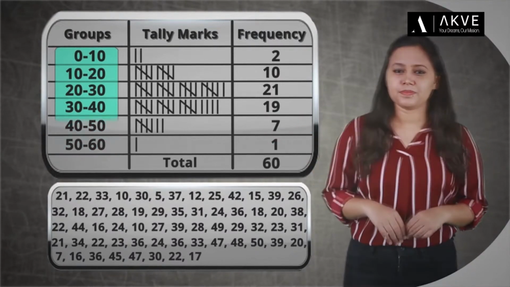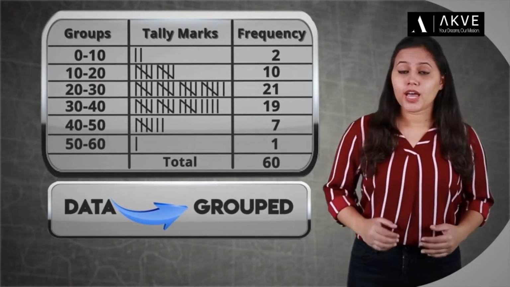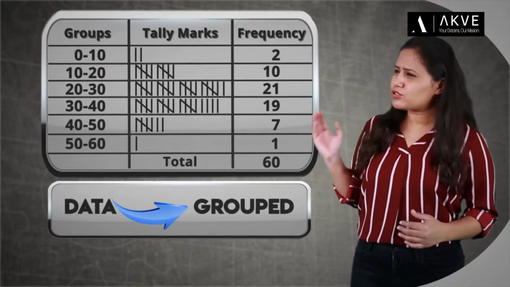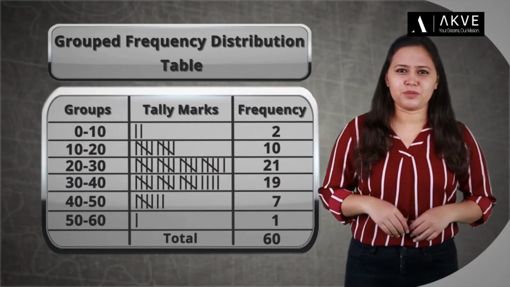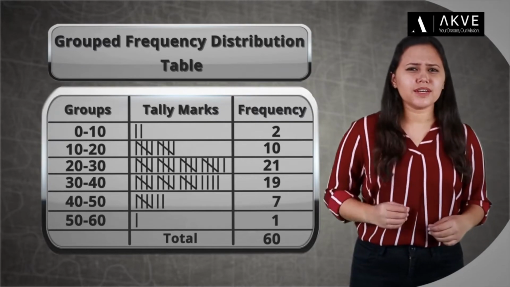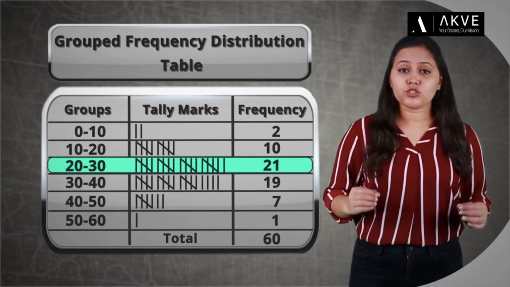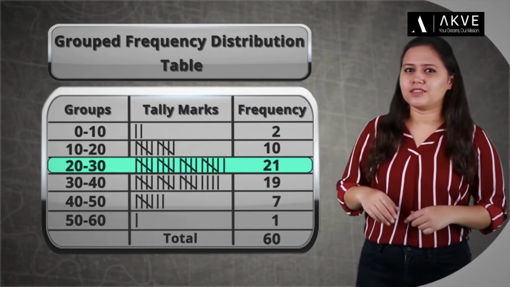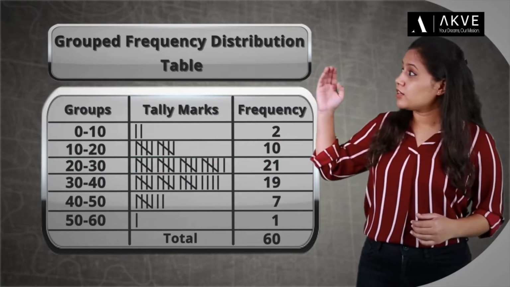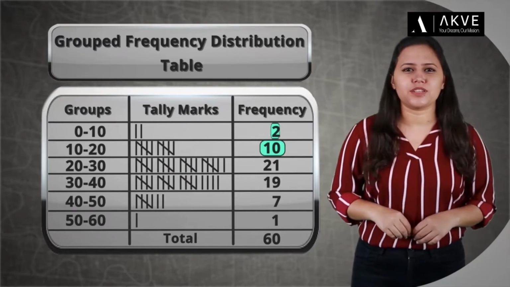Data presented in this manner is said to be grouped, and the frequency distribution table so obtained is called a grouped frequency distribution table. Now we can clearly see that 21 is the highest frequency, which means most of the students scored marks between 20 and 30. Also, there are 2 plus 10, that is 12 students who scored marks less than 20.